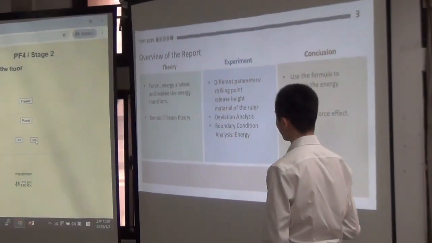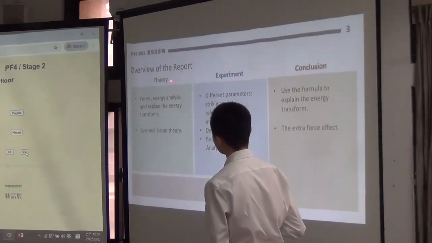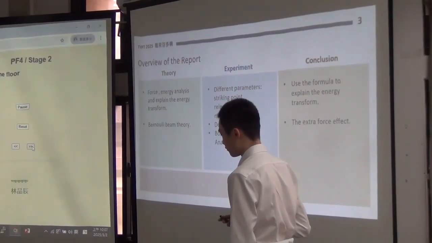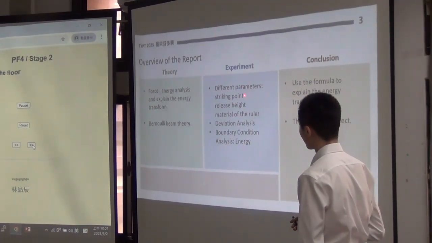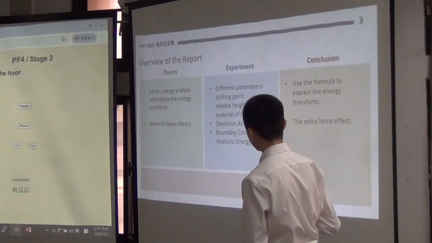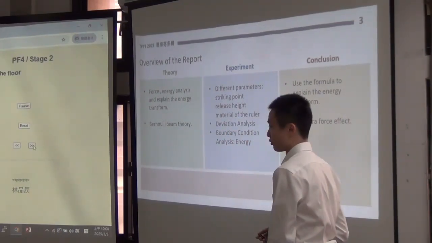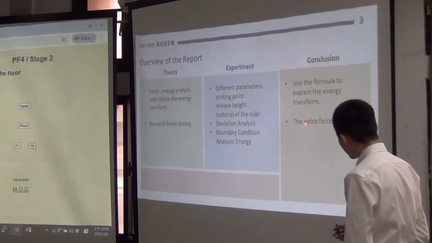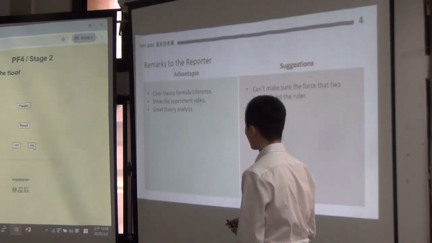This part is the overview of the reporter. For the theory part, they do force and energy analysis and explain the energy transform. They use binary spin theory to explain the theory and fit the experiment results. For the experiment part, they vary different parameters like the strike point, release height, and the materials of the ruler. They do deviation analysis, and they discuss boundary condition analysis caused by energy. For the conclusion part, they use the formula to explain the energy transform, and they mention the extra force effect. And this part is a remark to the reporter.